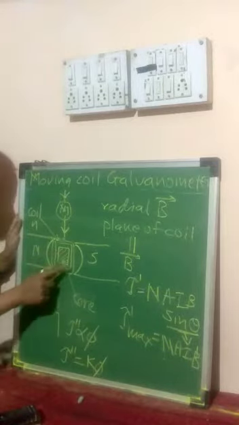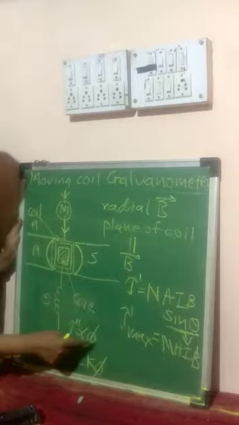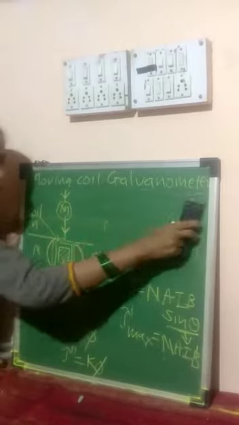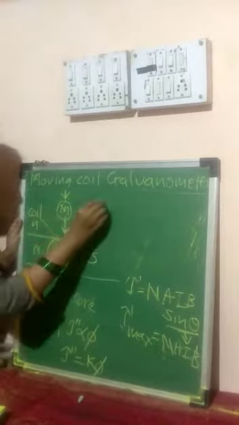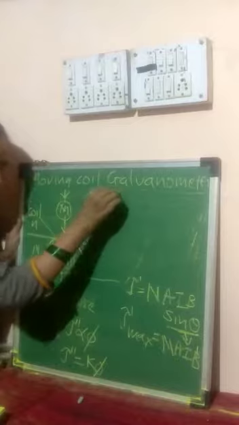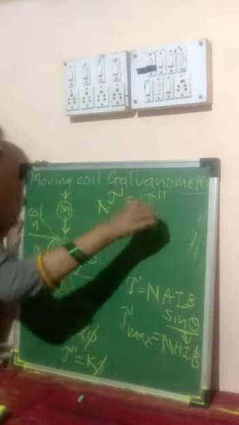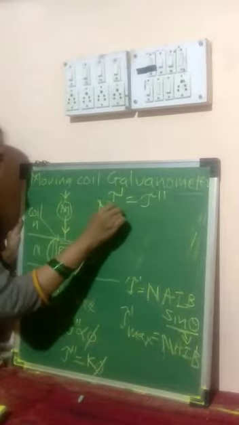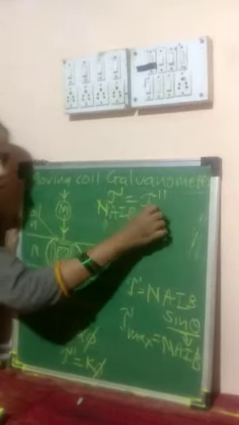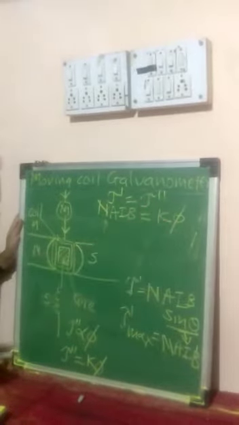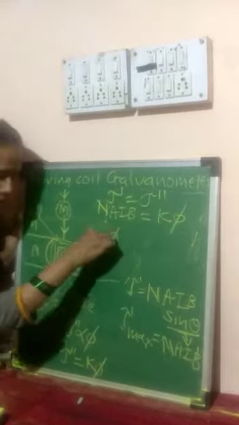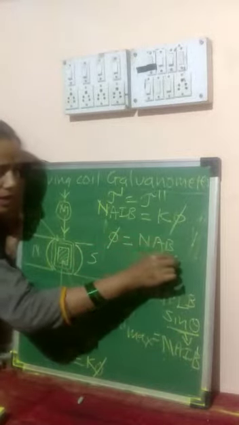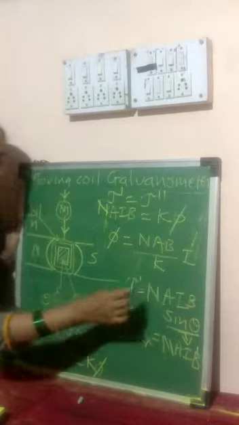At the equilibrium position of this coil, both the torques are the same. So you will get tau dash must be equal to tau double dash at the equilibrium position, so it will be written as NAIB must be equal to K phi, and therefore I can write this phi as NAB upon K into I.